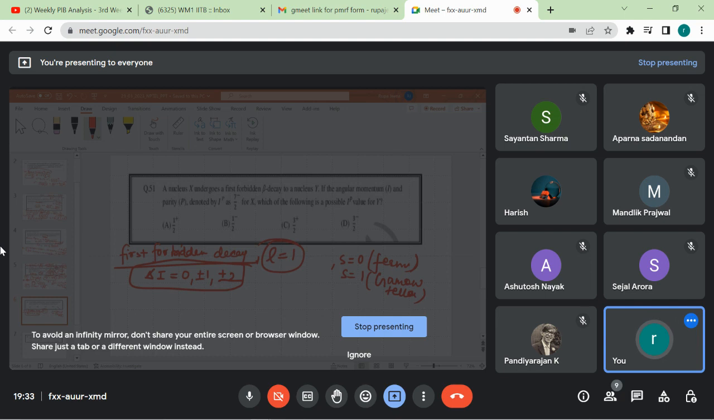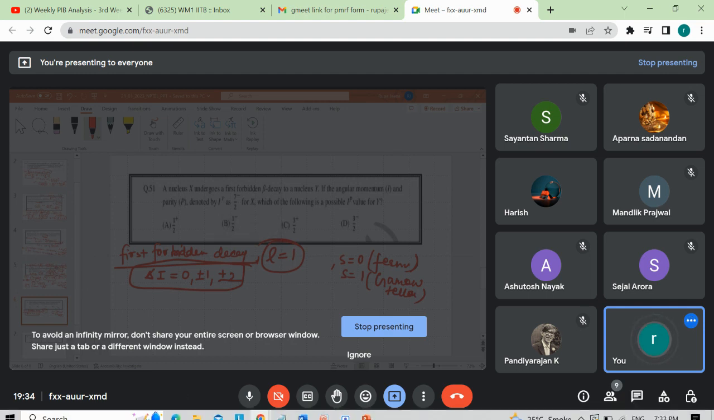Now 7 by 2 and 1 by 2. So delta I will be 7 by 2 minus 1 by 2, so it will be 6 by 2, which is equal to 3. But I told you the change in angular momentum should have value 0, plus minus 1 or plus minus 2. Only these values it can take. But with 1 by 2 it is taking plus minus 3, so that means it is not correct. If you see for C, 7 by 2 minus 3 by 2 is 4 by 2, which is equal to 2. And parity is changing. That means the answer is C. Clear to everyone?